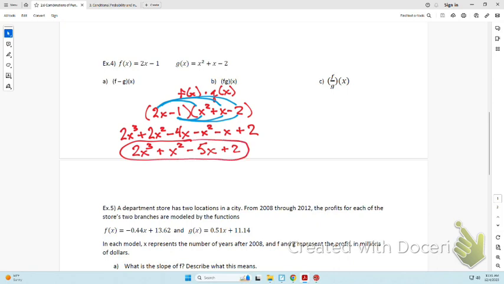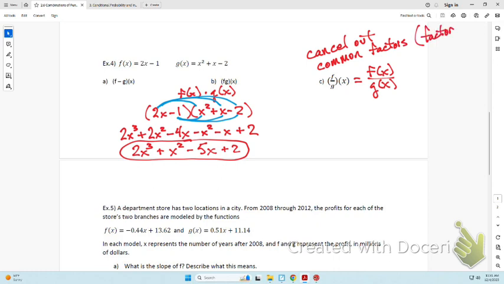On part C, we're dividing the two functions. So we're writing f of x up top and g of x on the bottom, and we're going to cancel out common factors. In other words, factor top and bottom.